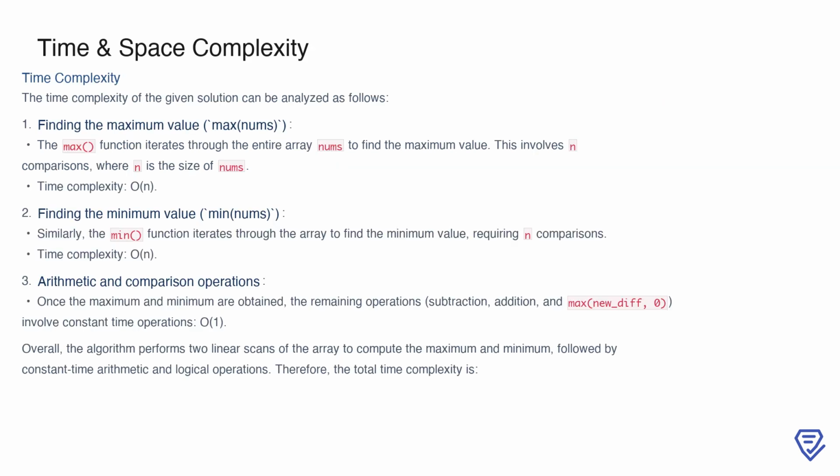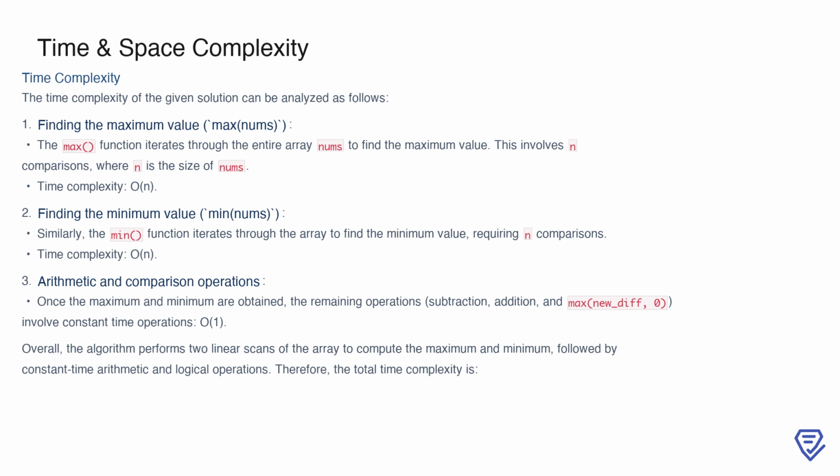To analyze the time complexity of this solution, we start by looking at how the maximum value in the array is found. The max function scans through the entire array, comparing each element to determine the largest value. This requires n comparisons, where n is the size of the array, resulting in a time complexity of O(n). Similarly, the min function performs a full scan of the array to find the smallest value, again requiring n comparisons and contributing another O(n) to the overall time complexity.